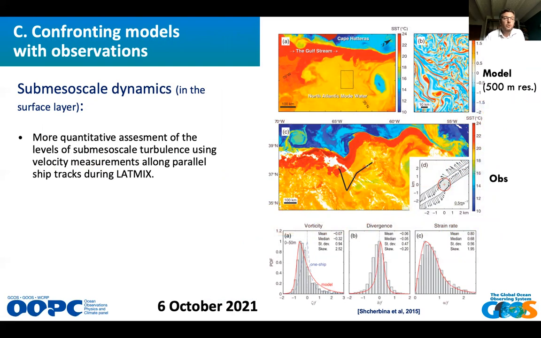One of the very interesting experiments in terms of model validation that came out of that is an experiment where two ships were used in parallel, as you can see, in order to provide 2D velocity gradients, so that you can get statistics on vorticity, divergence, and strain distributions in the flow.